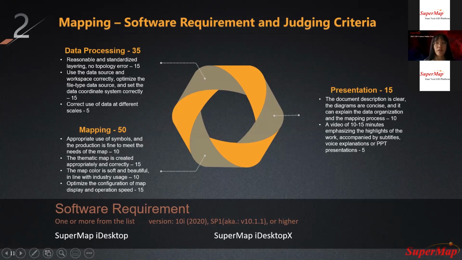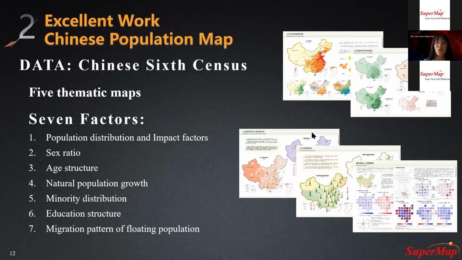Now, let's see some excellent works from the previous year. This one is a collection of semantic maps. The data used to create this set of maps is the Chinese census data, and they also chose 7 factors from this large data set, and finally made 5 semantic maps. We will have a closer look at each of these maps.